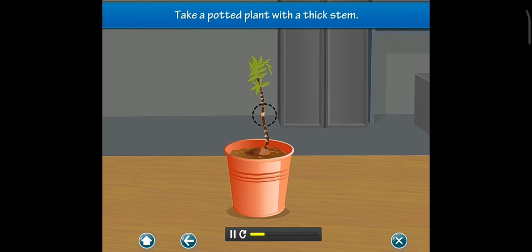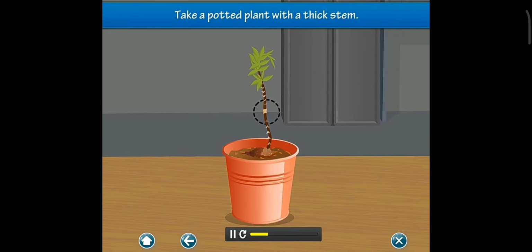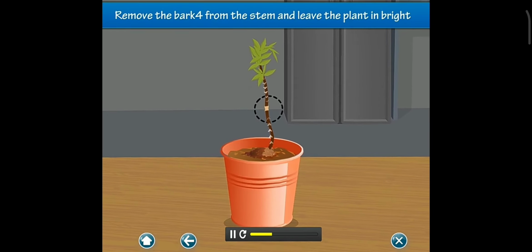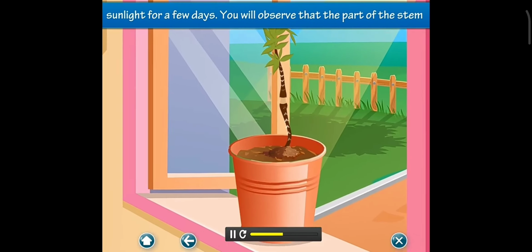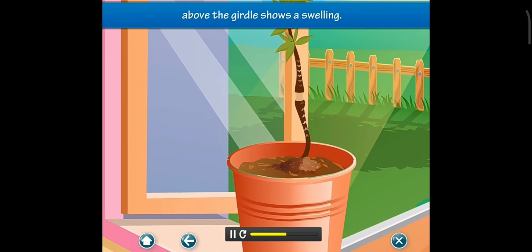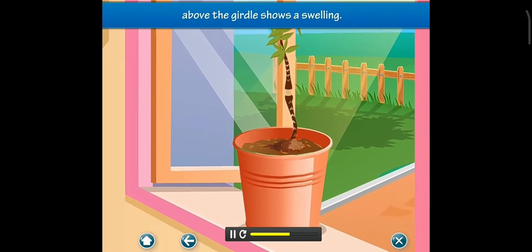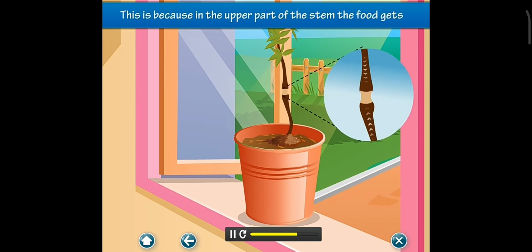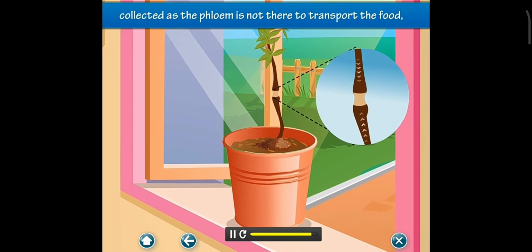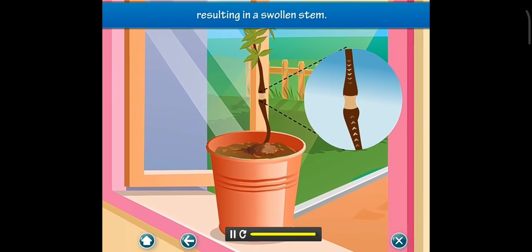Conduction of food by phloem. Take a potted plant with a thick stem. Remove the bark from the stem and leave the plant in bright sunlight for a few days. We observe that the part of the stem above the girdle shows a swelling, and the lower part remains unchanged. This is because in the upper part of the stem, the food gets collected as the phloem is not there to transport the food, resulting in a swollen stem.